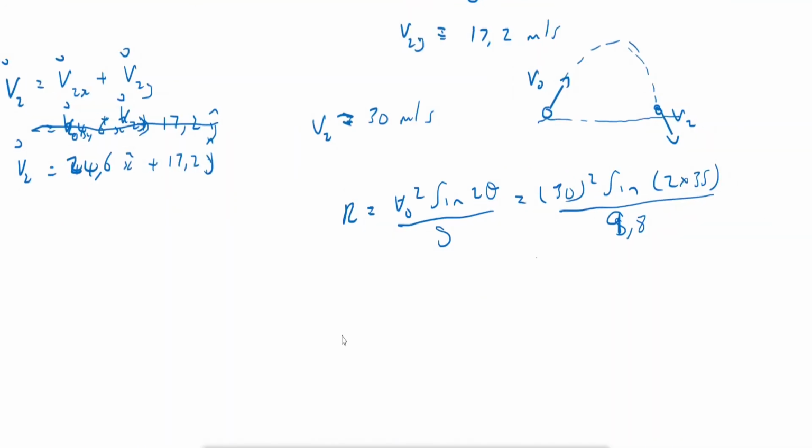All right, so R basically becomes 30 squared sine of 70 over 9.8. This is 86.2, so this is going to be 86.3 meters. All right, so that is my range.